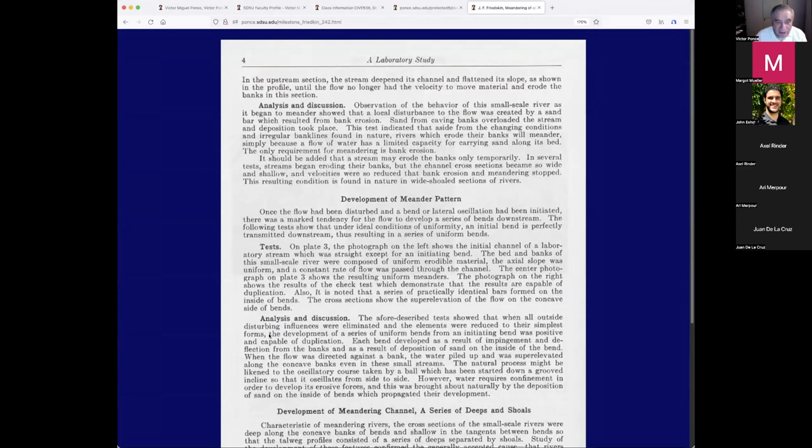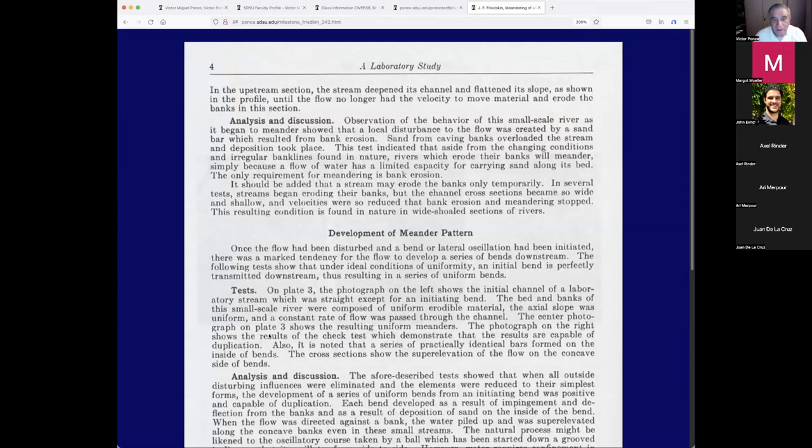Okay, analysis and discussion. Observation of the behavior of the small-scale river, that's the small-scale river that they're looking into in the lab, as it began to meander, showed that a local disturbance to the flow was created by a sandbar which resulted from bank erosion. Sand from caving banks overloaded the stream and deposition took place.